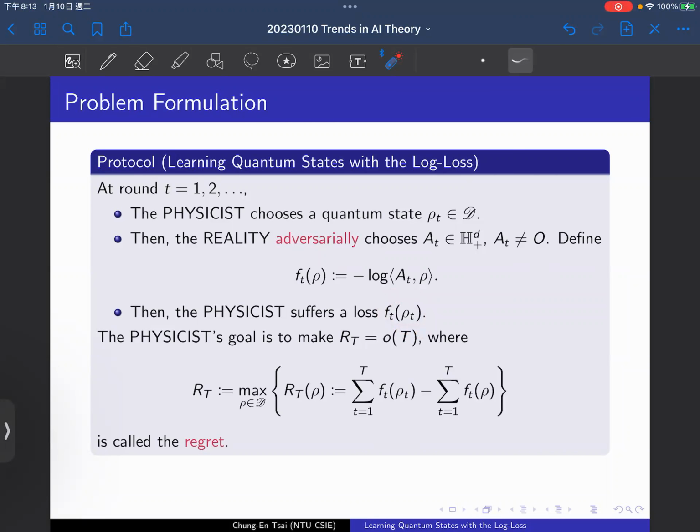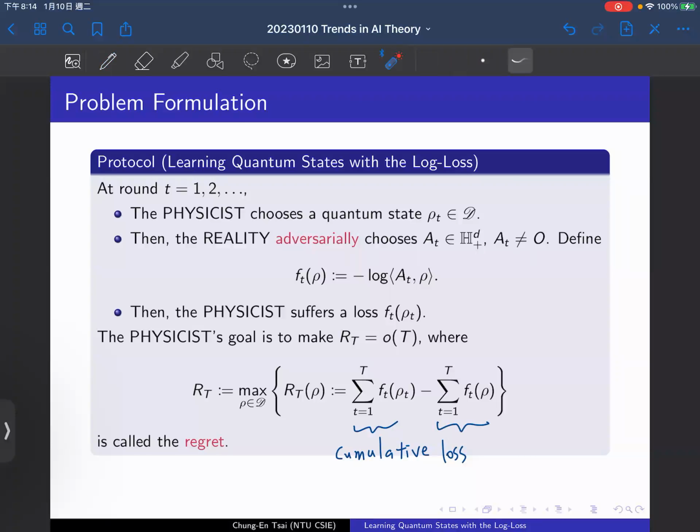Okay, this is the formulation of the game. The physicist's goal is to make a quantity R_T small in T, where R_T is called the regret of the physicist. It is defined as the maximum of R_T(rho), where the maximum is taken over all density matrices. And R_T(rho) is defined as the cumulative loss of the physicist minus the cumulative loss of the comparator rho.